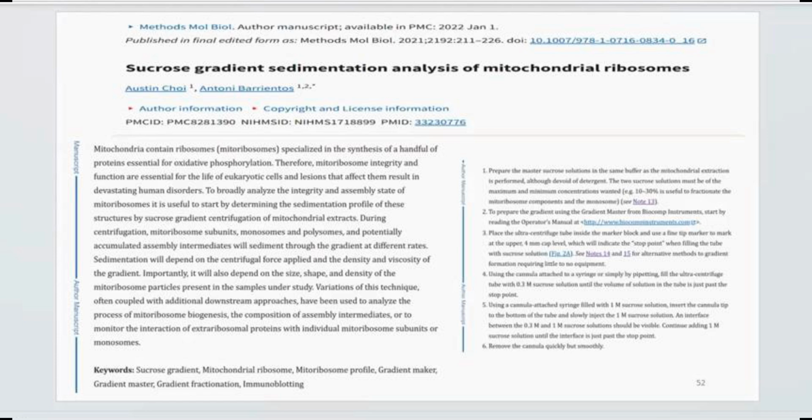Selection of gradient material, advantages and limitations, when we talk about fractionation of human serum protein, lipoproteins, the role of salt and sucrose, I want to share one paper on this.